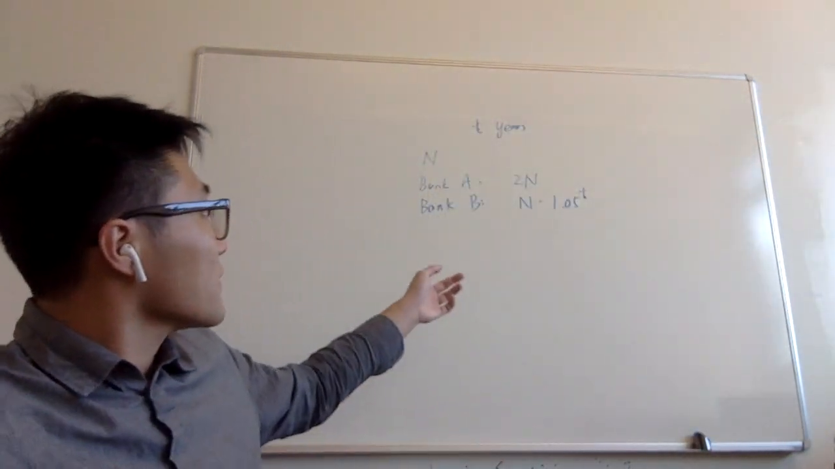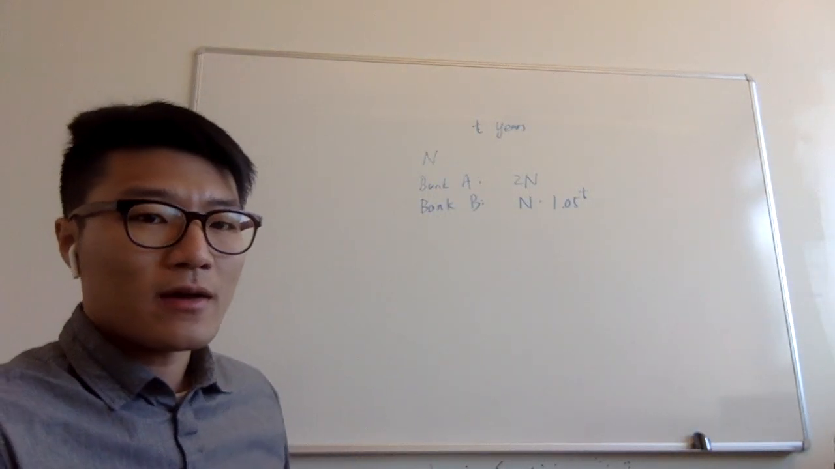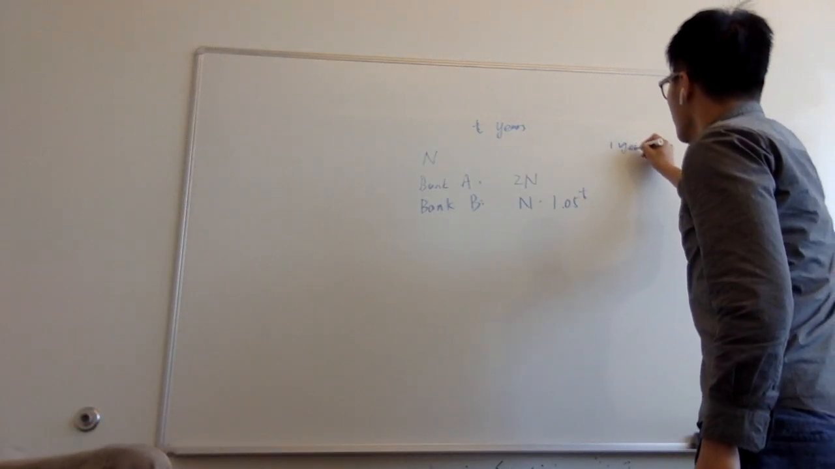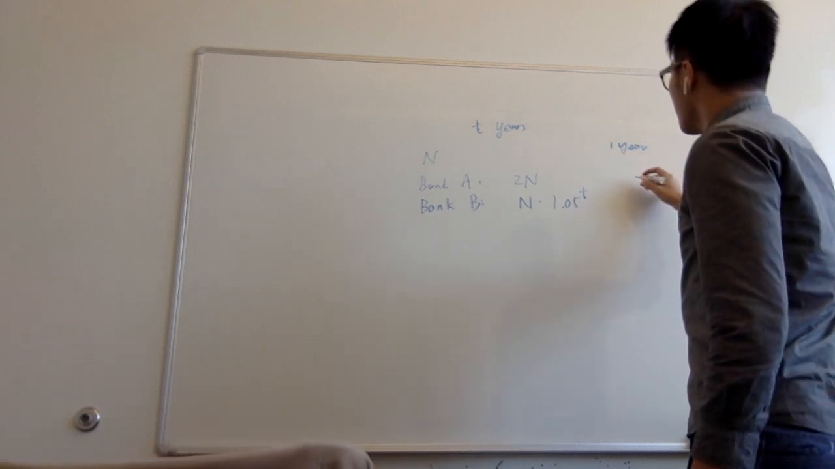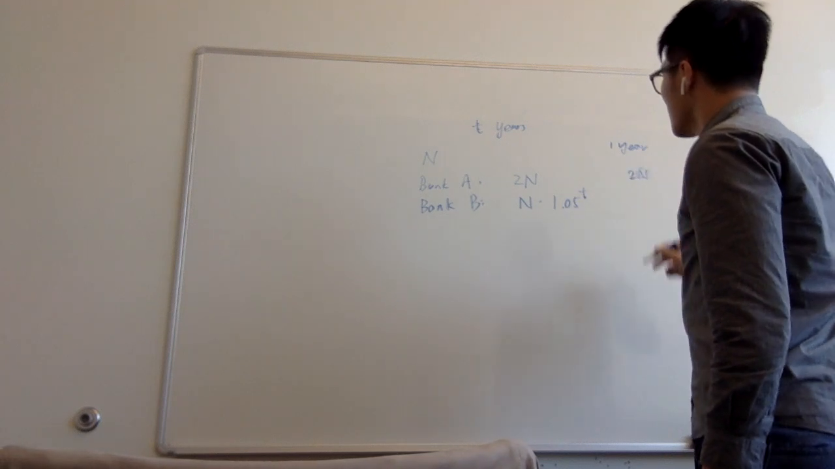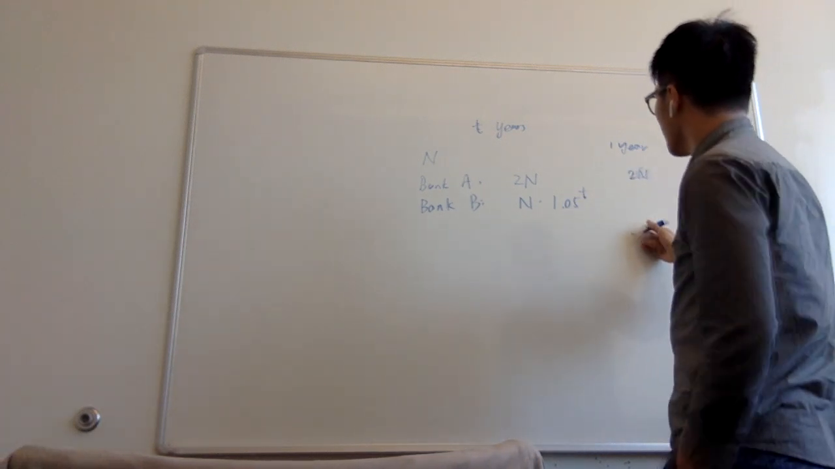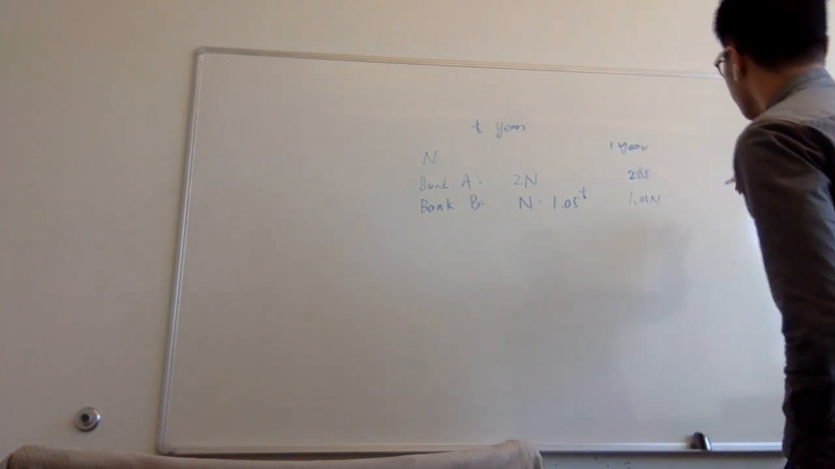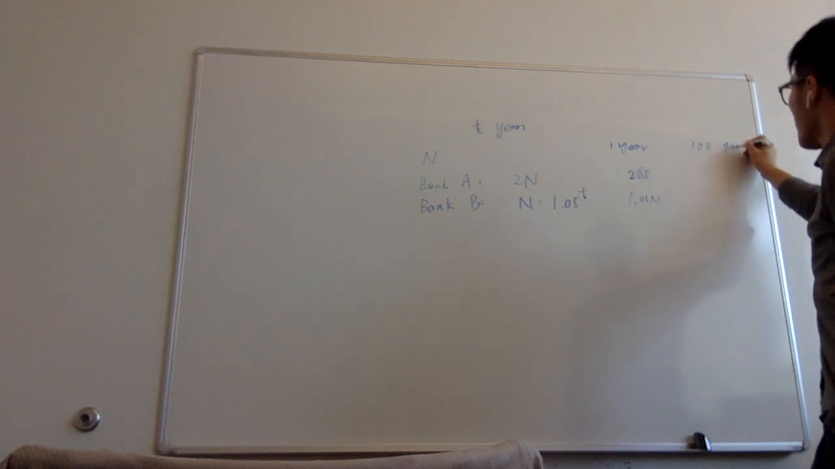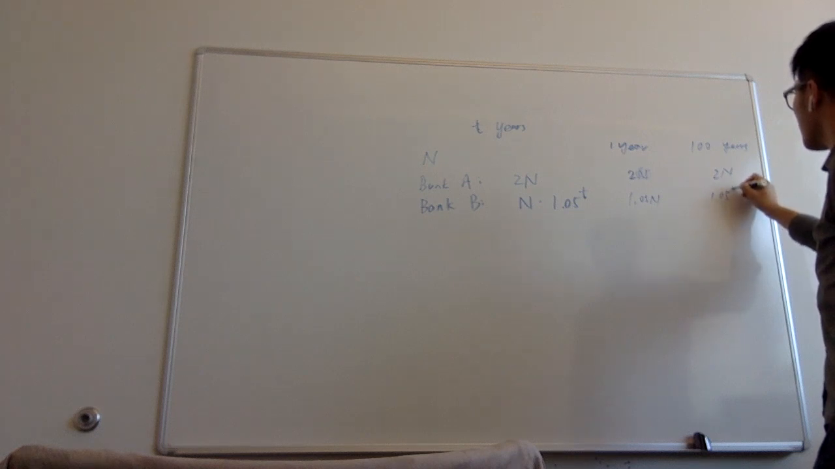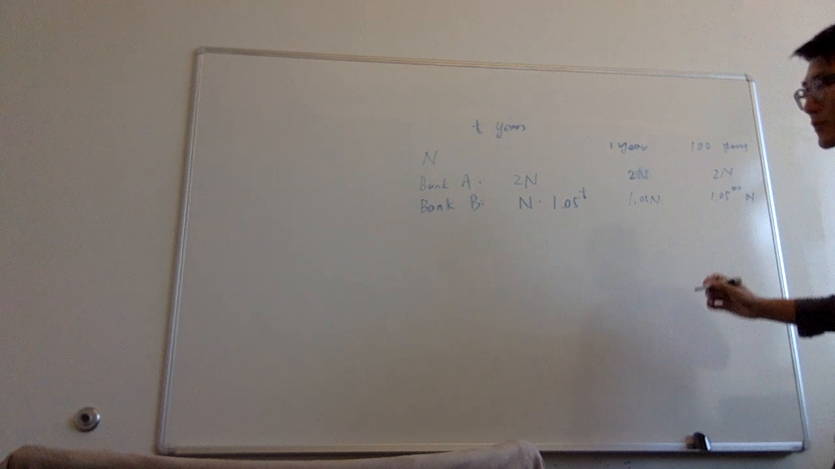As we have seen here, if it is only 1 year, then everything you have back is 200, it's 2N. And for Bank B, everything you have back is 1.05N. However, if there are 100 years, it's still 2N here, but here you can have 1.05 to the power of 100 times N.